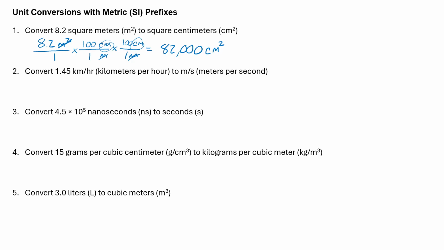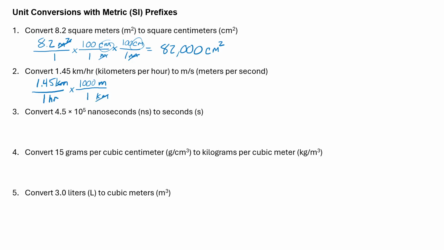Next, I've got 1.45 kilometers per hour. That's 1.45 kilometers over 1 hour. So that's how to think about it, 1.45 kilometers over 1 hour. Now let's deal with kilometers first. Since kilometers is on the top, I'm going to put kilometers on the bottom. I want to get to meters per second, so I want to get simply to meters up top. And I know that 1,000 meters is the same as 1 kilometer. So now kilometers would cancel out.